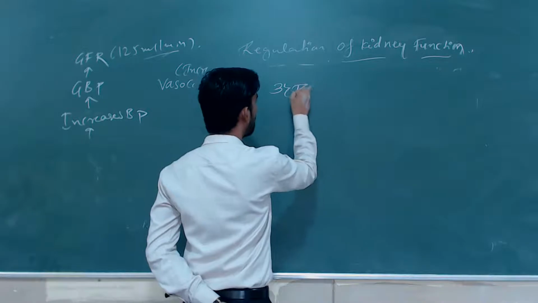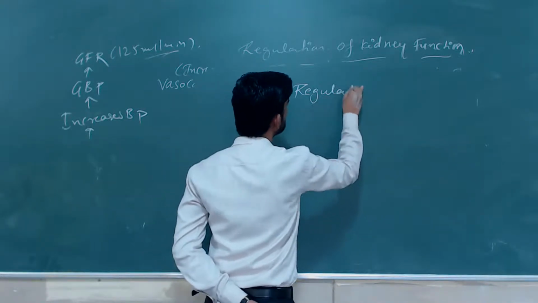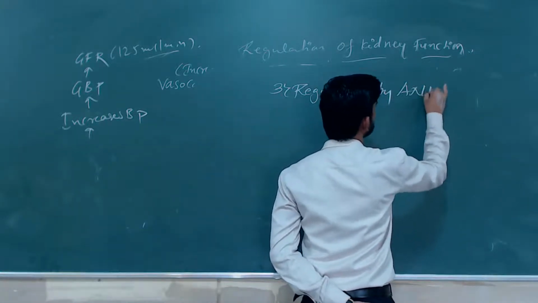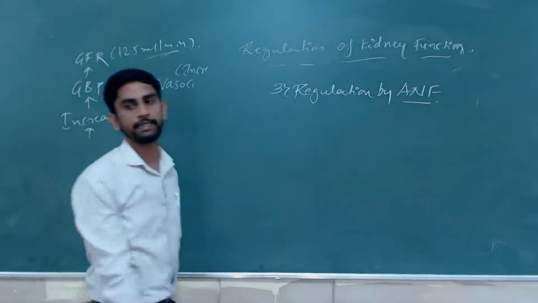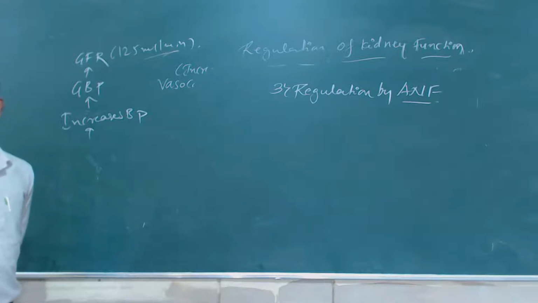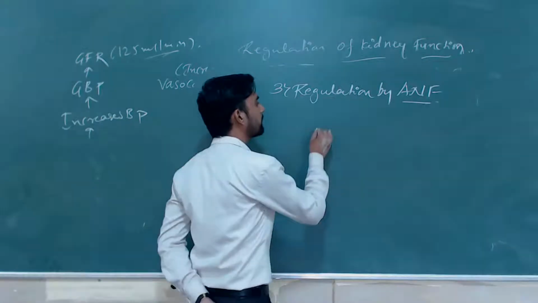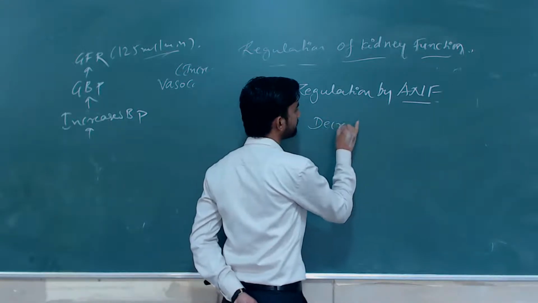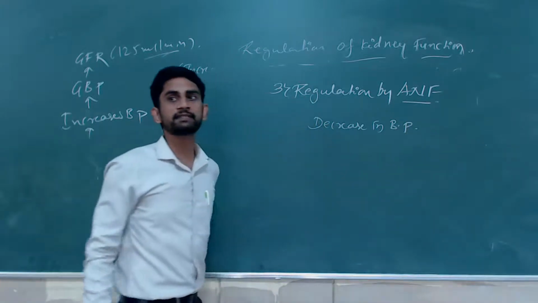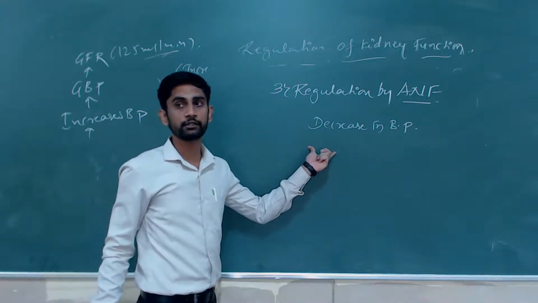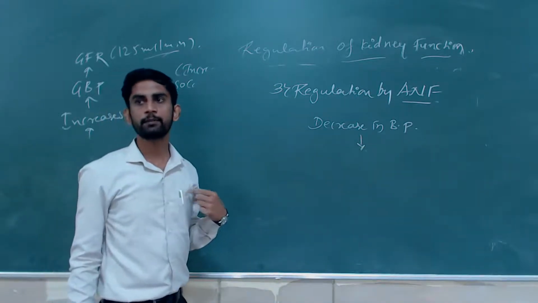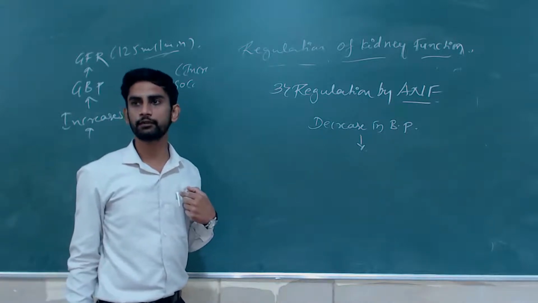Third one, regulation by ANF, atrial natriuretic factor. So whenever we are suffering from a decrease in BP, in that condition signals will directly reach the heart. Why? Because some receptors are there in the heart, I have already told you, right?